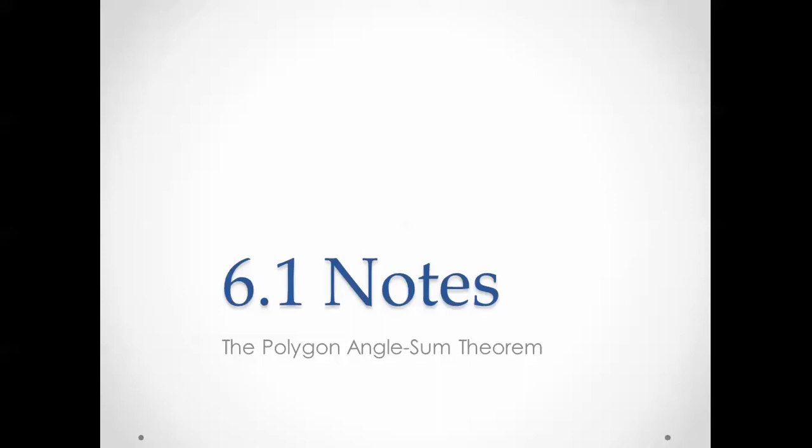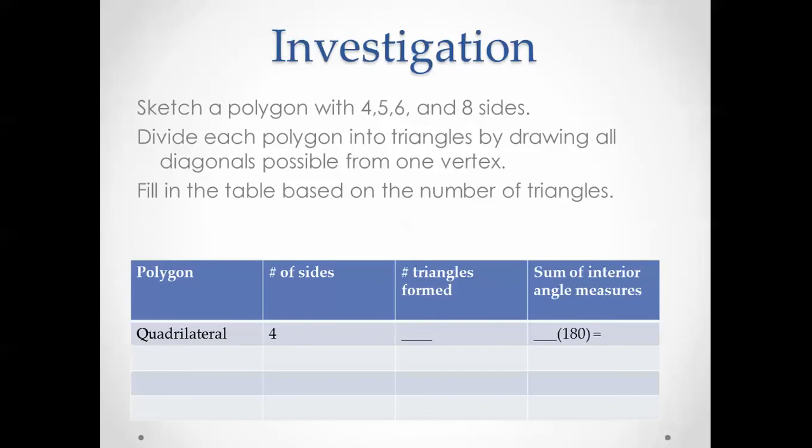Alright, Chapter 6, Section 6.1, we're talking about the Polygon Angle Sum Theorem. As we start off this class, I had you do a little investigation where we take any number-sided polygon. I asked you to take a polygon with 4, 5, 6, and 8 sides, create this table, name the polygon, the number of sides, and then inside the polygon, how many triangles can be formed?